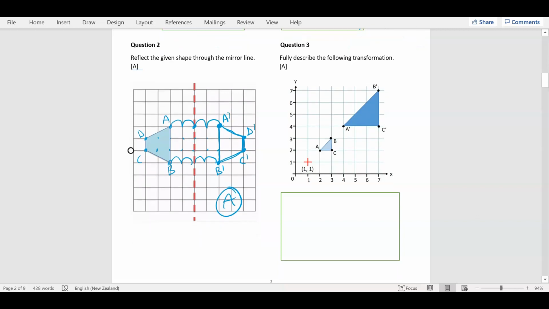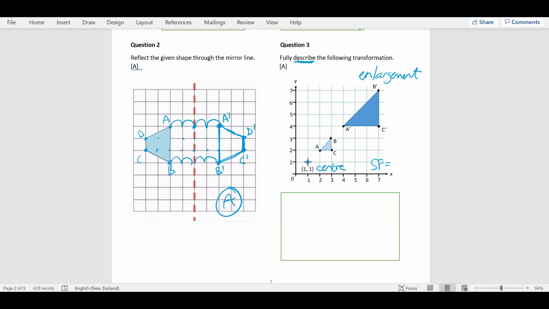So we're now moving on to question 3. Fully describe the translation below. So the key thing is describe. So it's asking for a wordy type answer. So the first thing you probably need to think of is what transformation actually happened. And we can see from the first shape to the second shape, it's gotten bigger, which is probably a good indication that it's going to be enlargement. Other things we need to know about the enlargement are, well, the center of enlargement. So there's the center of enlargement there. And the final thing you need to know about is the scale factor. So we should probably quickly figure out the scale factor.